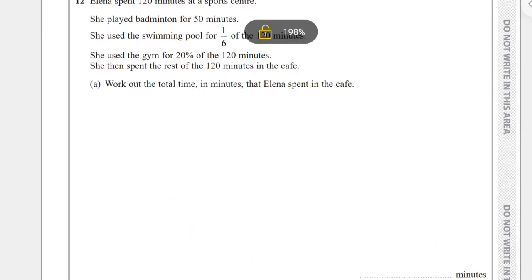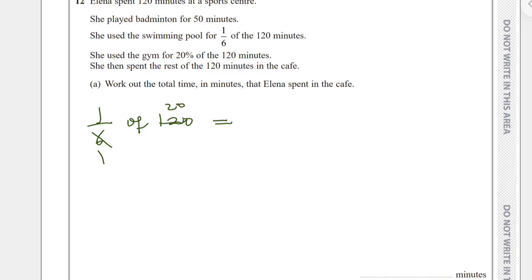Elena spent 120 minutes at a sports center. She played badminton for 50 minutes. She used the swimming pool for 1/6 of the 120 minutes, and she used the gym for 20% of the 120 minutes. She spent the rest of the 120 minutes in the cafe. We'll work out the total time in minutes that Elena spent in the cafe. So 50 minutes. First we find 1/6 of 120 minutes, that will be 20 minutes.